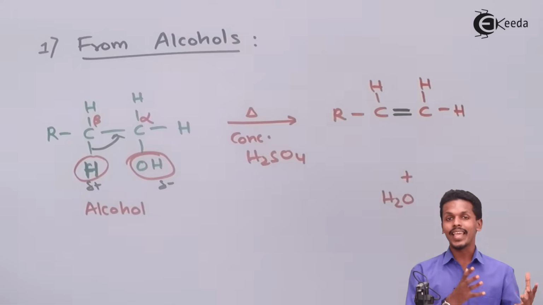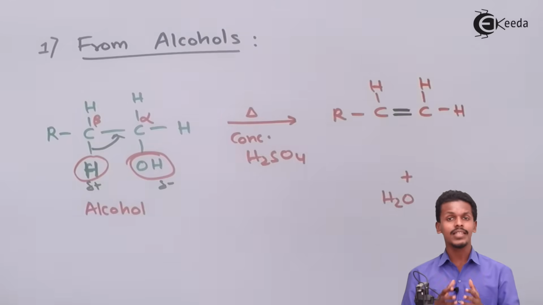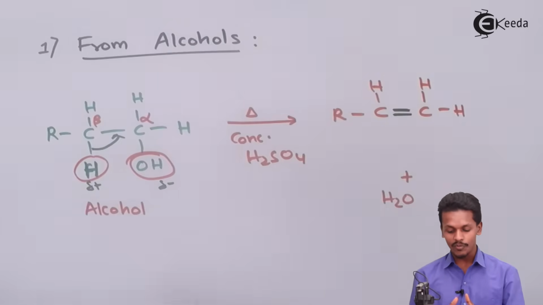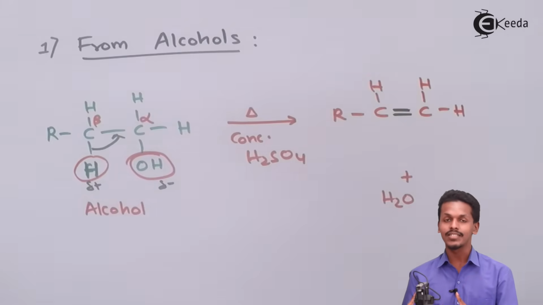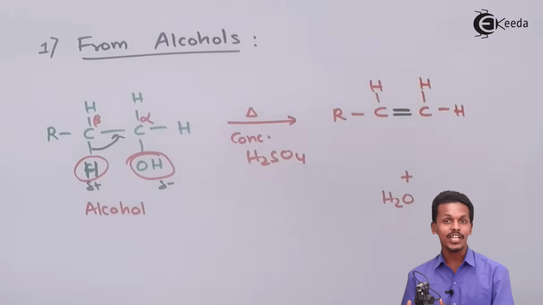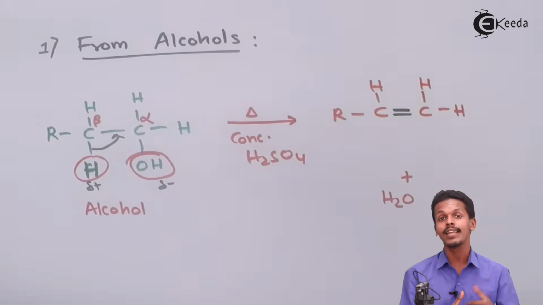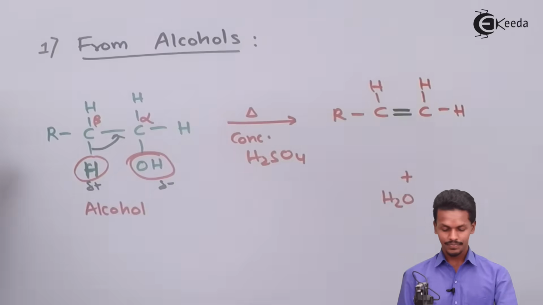So let me give the mechanism of that also. The process that takes place in this conversion is basically beta elimination, and this kind of process where a small molecule is eliminated from the molecule is known as beta elimination, forming a carbon-carbon double bond known as alkene. So now let me explain this with an example.